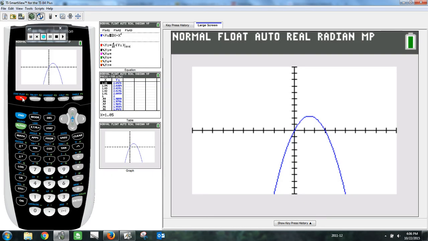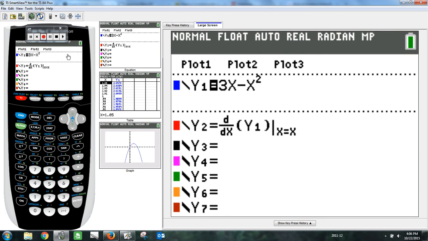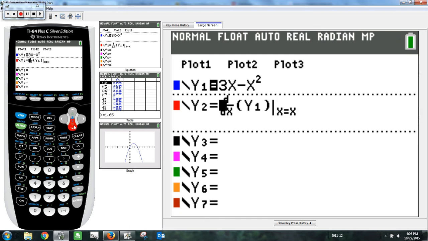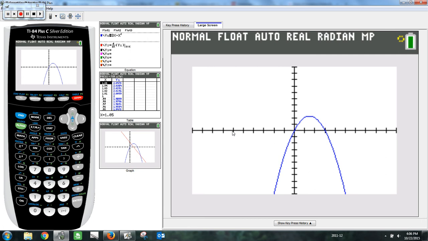Here's the function, and I have it in y equals 3x minus x squared. Notice I'm using the newer version of the calculator, which uses the derivative notation over here. I put in the derivative with respect to x of y1, evaluated at x equal to x. We already know what this derivative is because we did it in the notes: it's going to be 3 minus 2x. When I take a look at my graph, you do have to wait a little bit because it's calculating every point for every x value, but eventually you will see our derivative come across here.